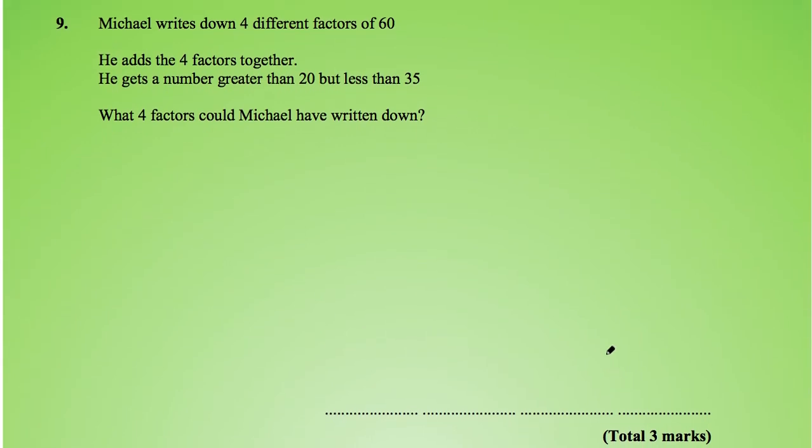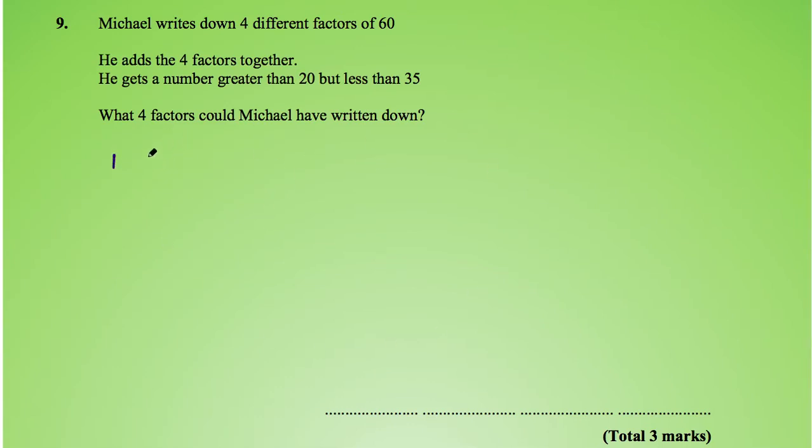Question 9. Michael writes down 4 different factors of 60. He adds the four factors together. He gets a number greater than 20 but less than 35. What 4 factors could Michael have written down? Well, just to make sure of this, this question has lots of possible answers.